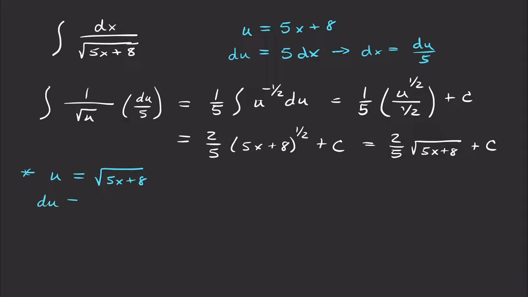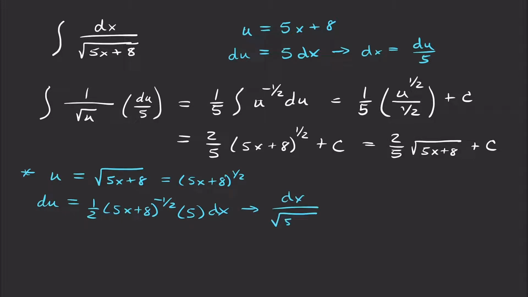And then our du is the derivative of this, so this is a little bit more involved, but this is 5x plus 8 to the 1/2 power. When we take the derivative, we'll get a 1/2 out front times 5x plus 8, and then we need to decrease the power by 1, and then multiply by the derivative of the inside, which is 5, and then we can't forget our dx. So this gives us dx over the square root of 5x plus 8 is equal to 2/5 du, if I just move that over.